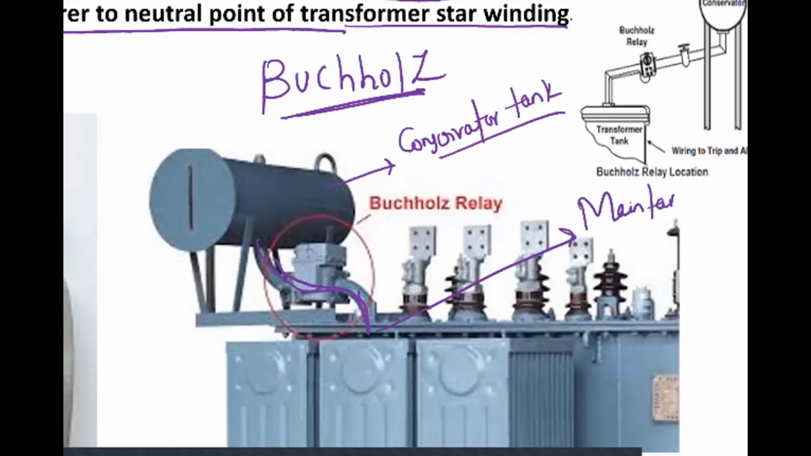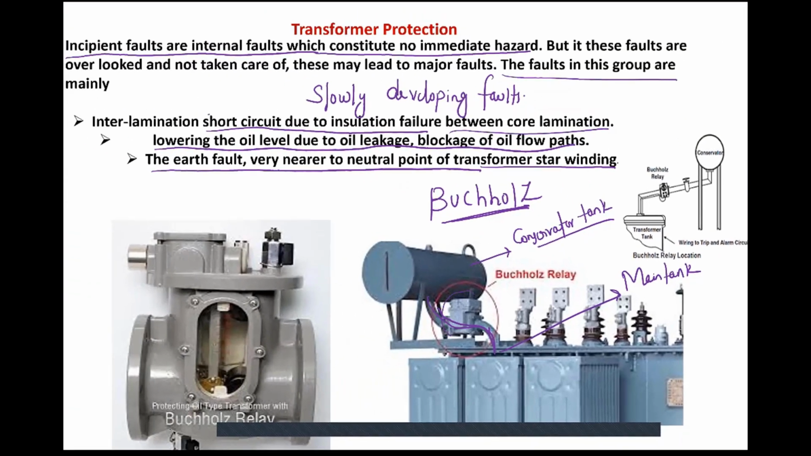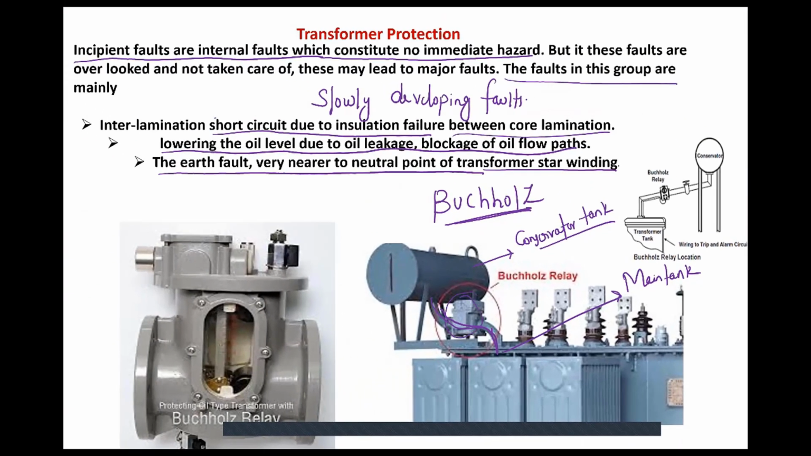So the Buchholz relay is connected in the pipeline that is connecting the conservator tank and the main tank. Understand? So this Buchholz relay helps us to detect incipient or slow developing faults. Okay.